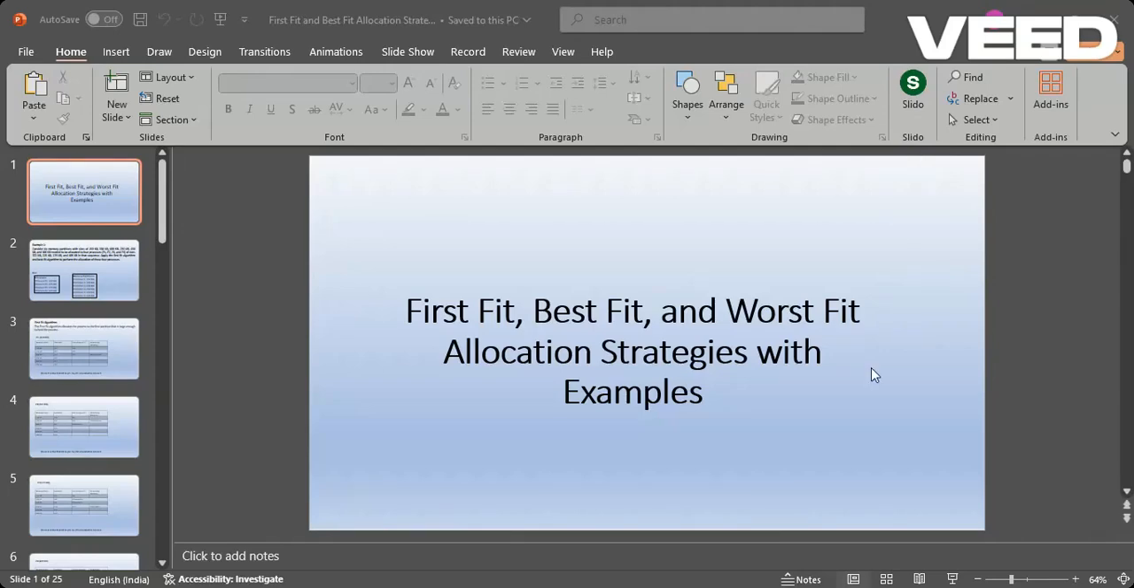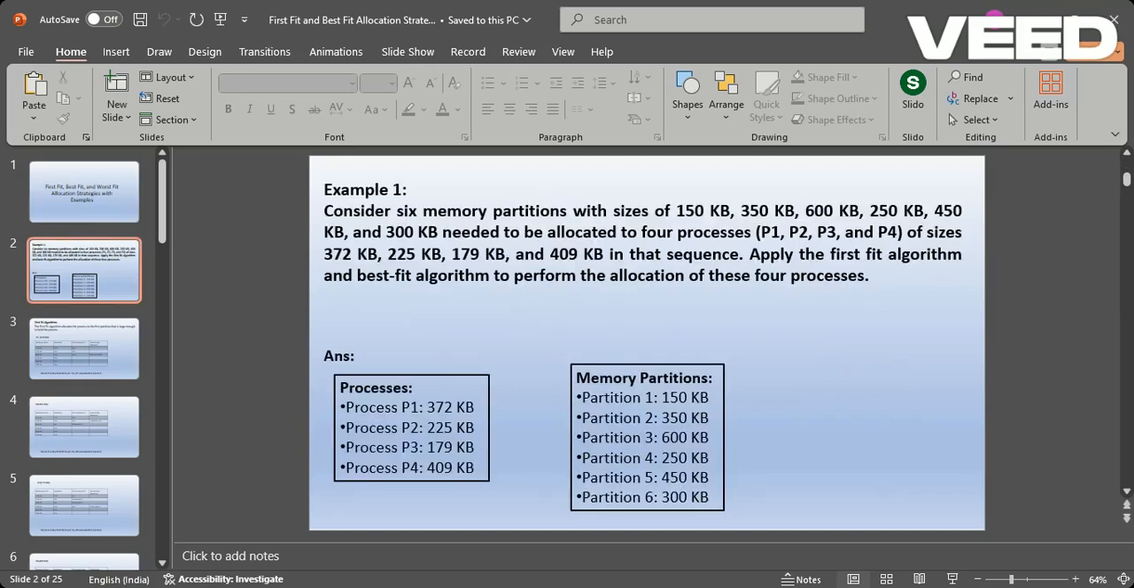Today we are going to discuss the first fit, best fit and worst fit allocation strategies with examples. Okay, so here we have the memory partitions. First example: consider 6 memory partitions with the sizes 150 KB, 350 KB, 600 KB, 250 KB, 450 KB and 300 KB. These are the free memory blocks available. That is called the memory partitions.